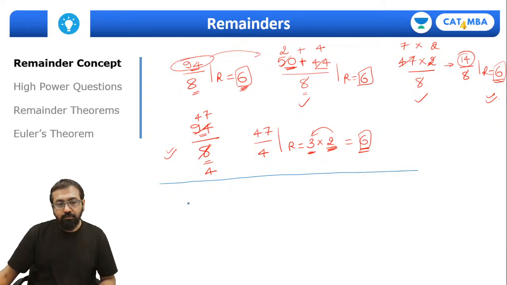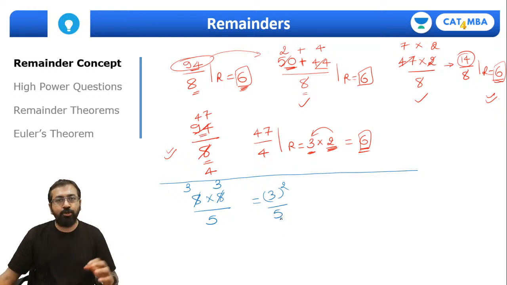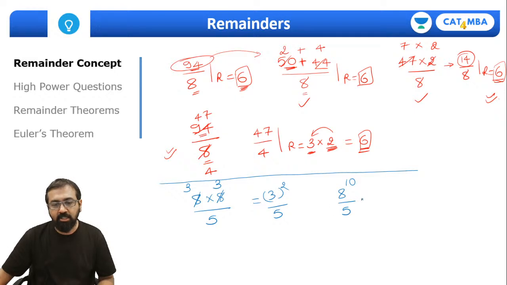Now what if I ask you to divide 3 into 3, or let me take a bigger number, suppose 8 into 8 by 5. Of course, 8 divided by 5, the remainder is 3, and this 8 divided by 5, again the remainder is 3, right? So can we write this as 3 square divided by 5? Now what is 3 square? It's 9. So 9 divided by 5, you are going to get remainder 4, right? So what if I give you 8 raised to 10 divided by 5? What will be the remainder in this case?